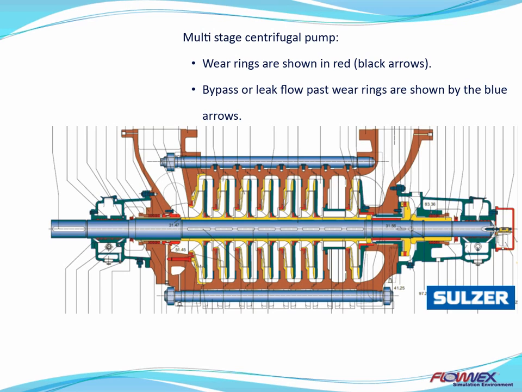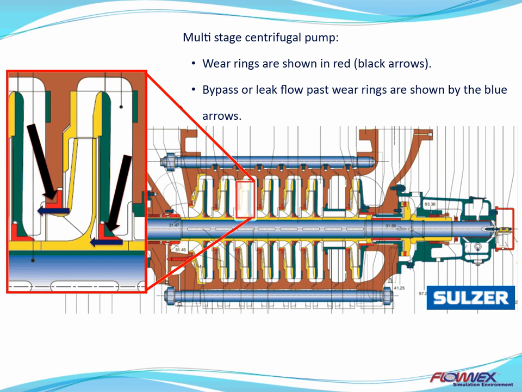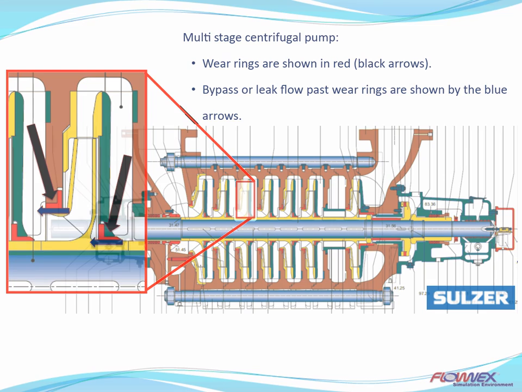The picture shows a section through a multi-stage centrifugal pump which is used for pumping water. The wear rings for the impeller and shaft are shown in red, as indicated by the black arrows. Due to wear, water recirculation occurs, which is shown by the blue arrows.